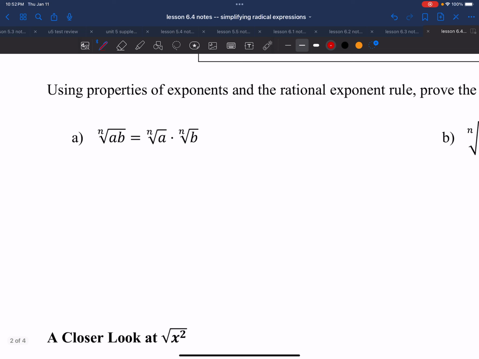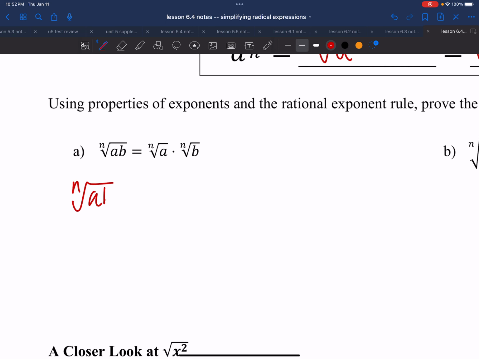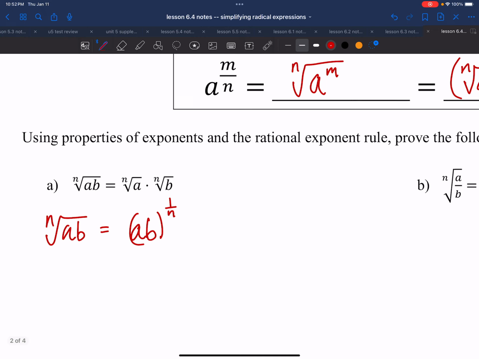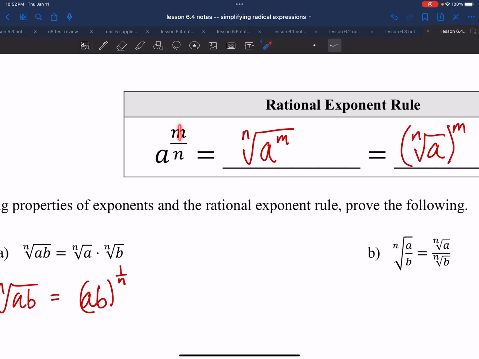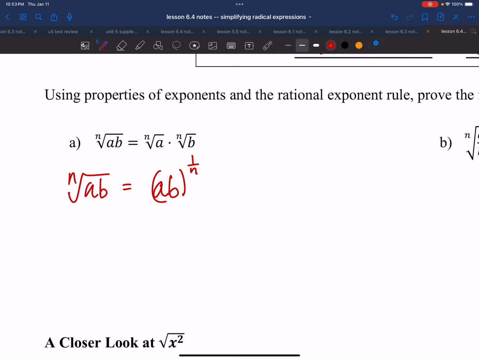I say, well, if I have the nth root of AB, this would be like AB to the 1 over n. Right? This is based off that rule I had earlier. Or really, just this rule where m is 1, right? It's AB to the 1 over n. Okay. But then I know through exponential properties that that 1 over n, that power, can apply to both A and B. Like so. Right? This is a rule we talked about earlier. Oh, but then I just invoked that identity again. A to the 1 over n is the nth root of A. And B to the 1 over n is the nth root of B.